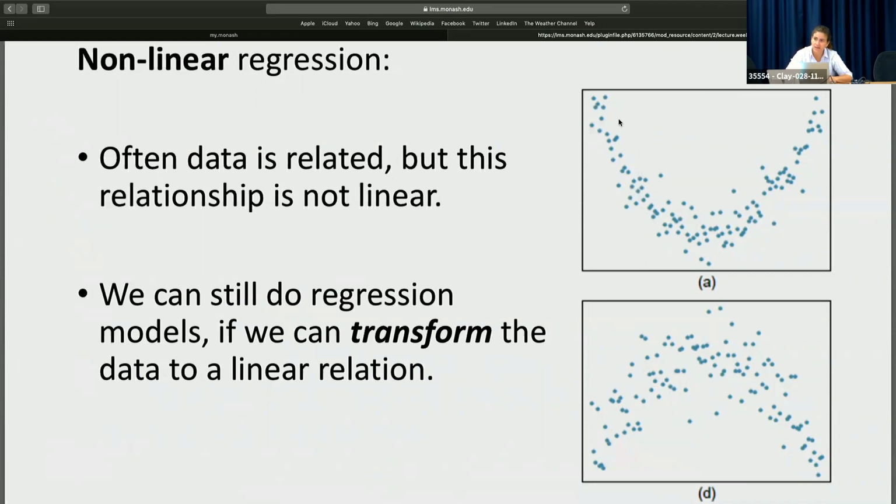So if y is a function of x squared here, I can take the square root of that and have y as a function of the square root of x squared, and that will give me a straight line. Okay, so I can transform data to create a linear relationship, and then with linear regression, I know what to do really easily.